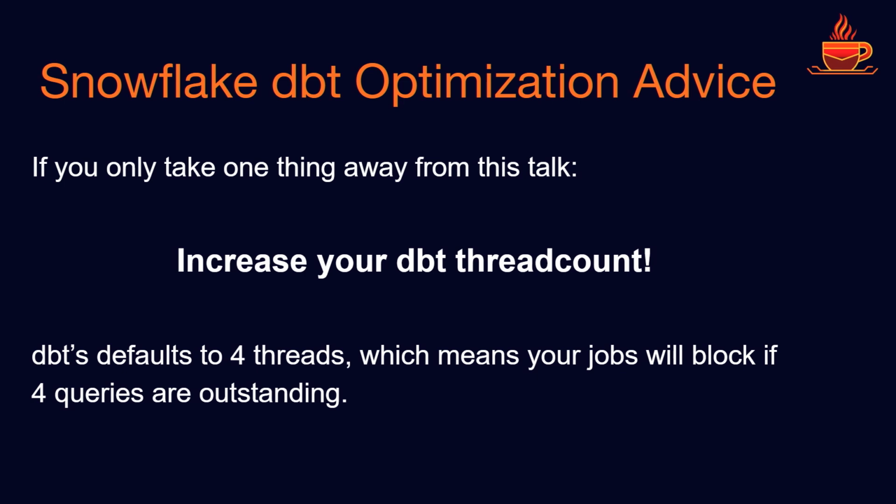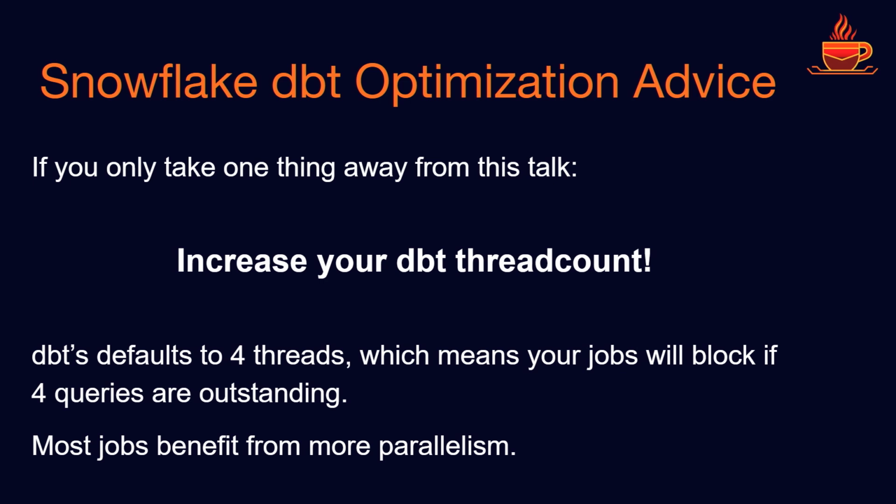DBT's default, which is sensible in general, is 4 threads. However, that means if you have 4 queries outstanding, your job will just block. It's easy with Snowflake in particular to have those queries blocked on preprocessing, or if you're on a larger size warehouse, to be really underutilizing it. Most jobs benefit from more parallelism, sometimes a lot more. We've seen this effectively go up as high as 64 or 128 and still see gains, so it's a good thing to experiment with.